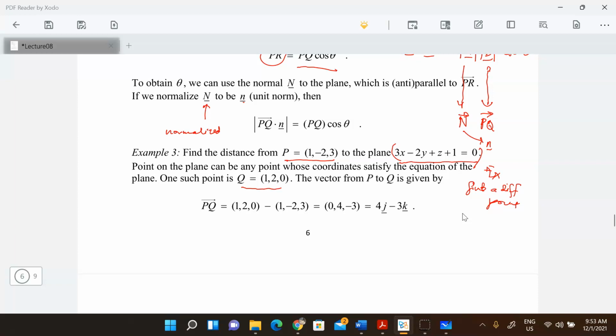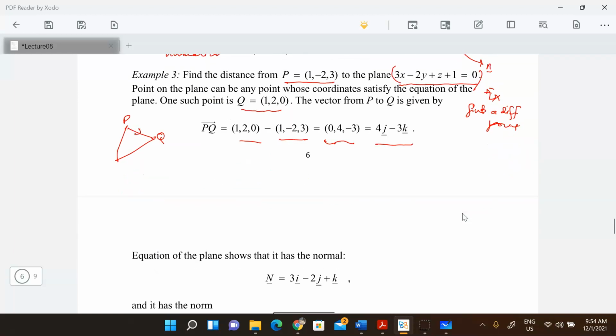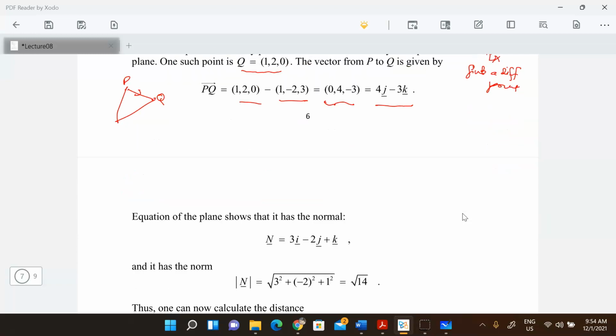So what do I have? PQ will be the difference between Q and the point P. Remember the equation from before: this would be Q, this would be P. So Q minus P gives you PQ. Then one can just take the difference between the components there. So I have 4j minus 3k, or in terms of the triplet of numbers, that. So I have PQ.